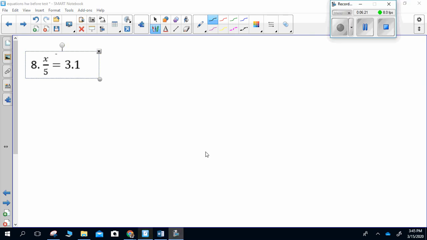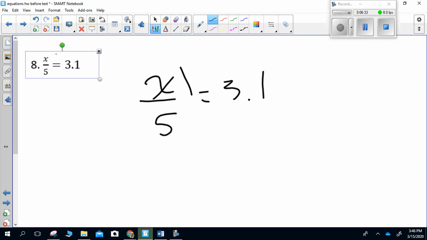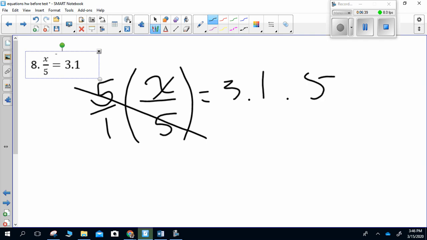All right, in this problem, we have x divided by 5 equals 3 1/10. I need to find the value of x. So since x is being divided by 5, I'm going to do the inverse operation, which is multiplication. So I have 5 times 3 1/10, which is 15 5/10.